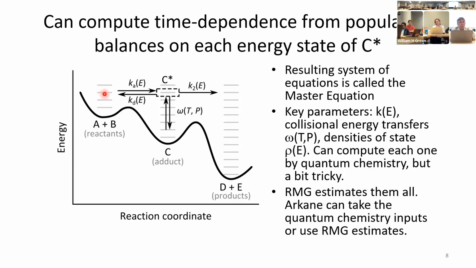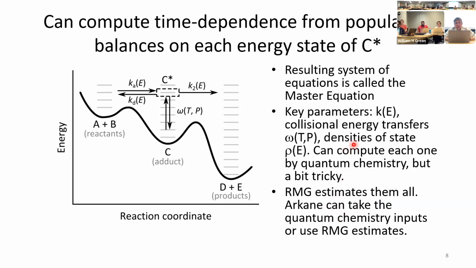So if you have an equilibrium between an energy level here and an energy level here, the ratio of the Ka divided by the Kd would be related to that: rho(A+B) times Ka is equal to rho(C) times Kd. And so you get what's called detailed balance. And RMG estimates all these numbers for you. Of course, they're estimates. They might not be right. But at least you get a number. And it's good.